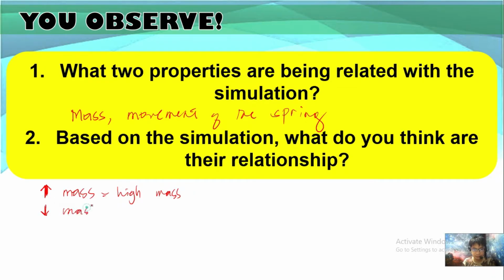Now let's try to relate the mass of the ball attached to the spring and its effect on the movement of the spring itself. As we have seen in the first setup of the simulation activity, if the mass of the ball is low, how will you describe the movement of the spring? Correct. When there is low mass attached to the spring, the movement of the spring is fast. So let's write down here, fast movement of spring.